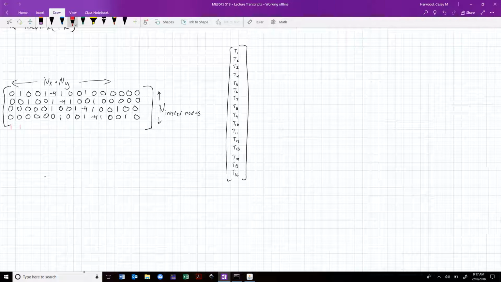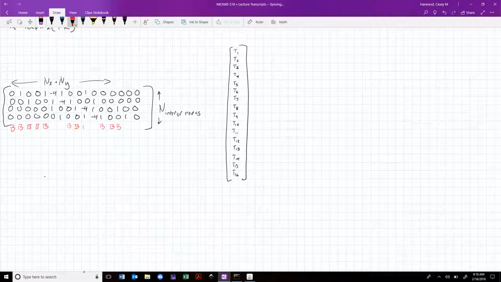So we have 1, 2, 3, 4. Actually, let me not write 1, so it's not confusing. We're at boundary, boundary, boundary, boundary, boundary, boundary. It's not quite right. Yeah, 1, 2, 3, 4, 5, 6, 7, 8, 10, 11, 14, 16. Okay, yeah, there we go.